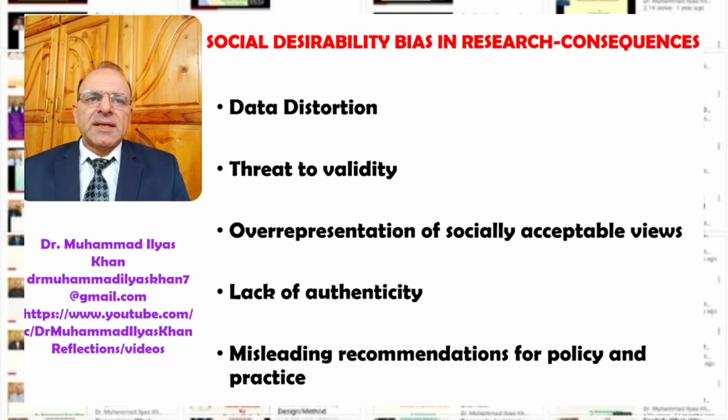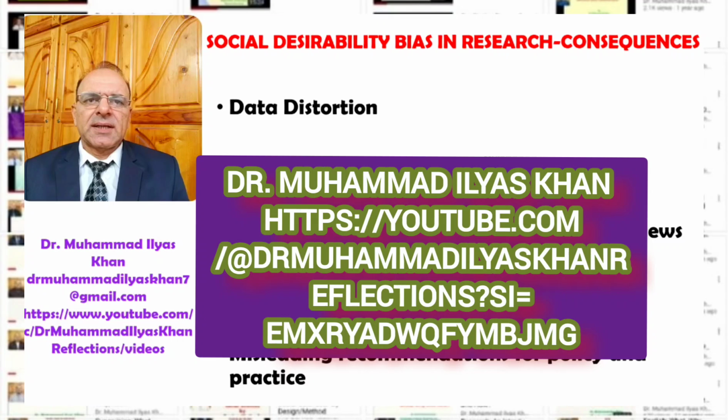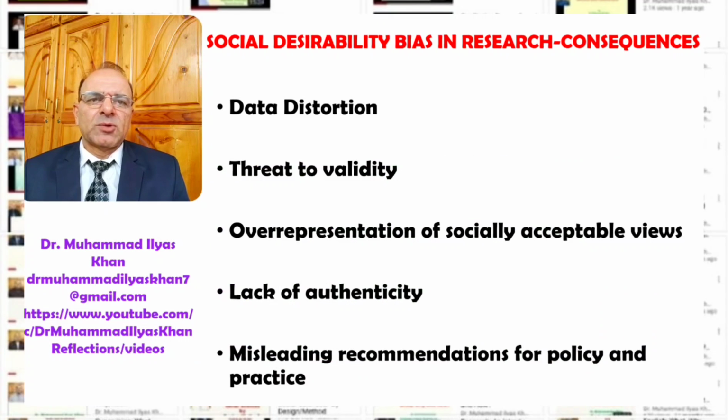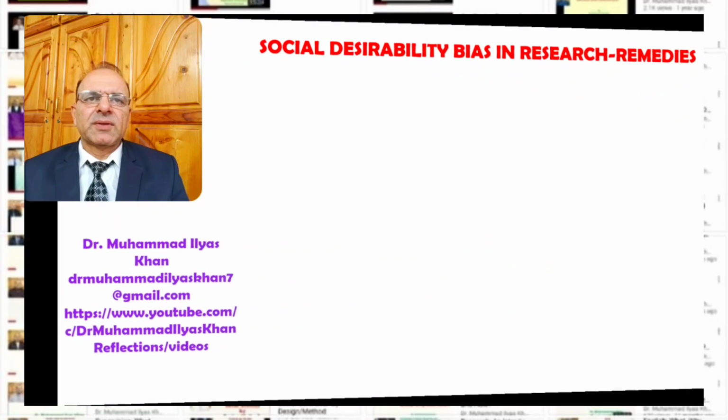And lastly, misleading recommendations for policy and practice. Because the data is distorted, the results will not be representing the true face of reality. And as a result, the recommendations that are based on the findings and conclusions of the data, if the data is distorted, if the data is incorrect, will be misleading and inaccurate for policy and practice. So these are some of the consequences.